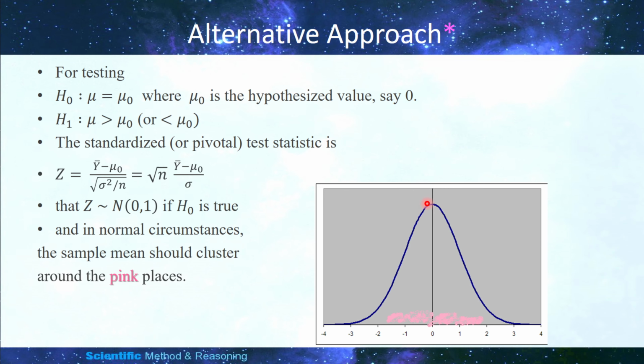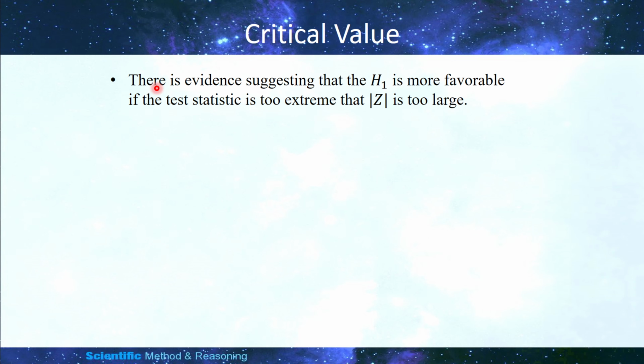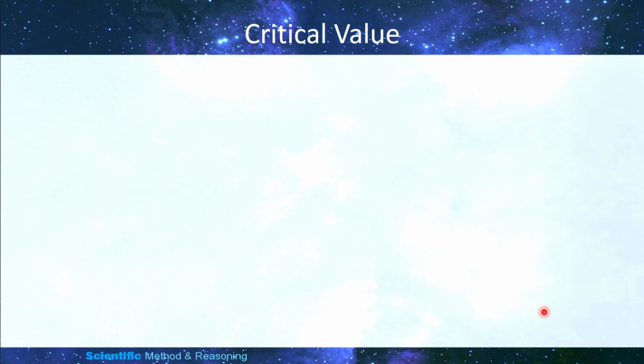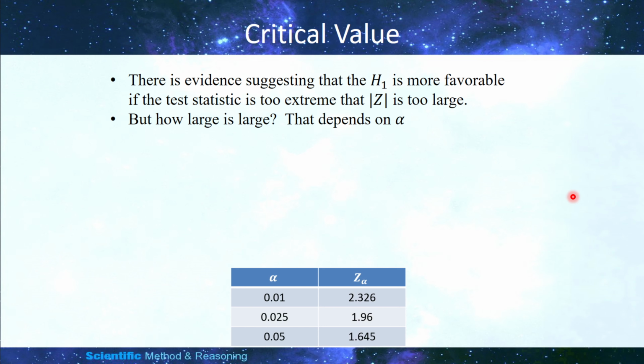So the alternative approach is given here. There is evidence suggesting that the alternative is more favorable if the test statistic is too extreme, that is, the absolute value of the standardized test statistic is too large. In other words, too extreme, either on the negative side or the positive side. But how large is large? That only depends on the level of significance.